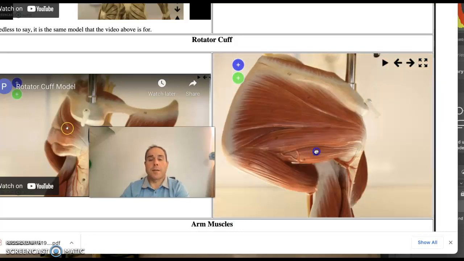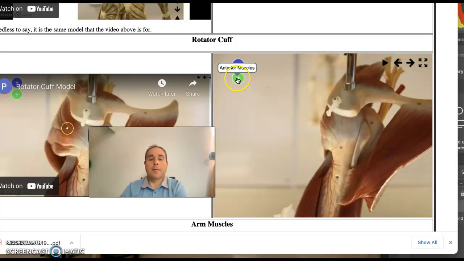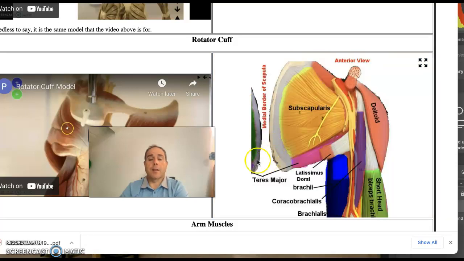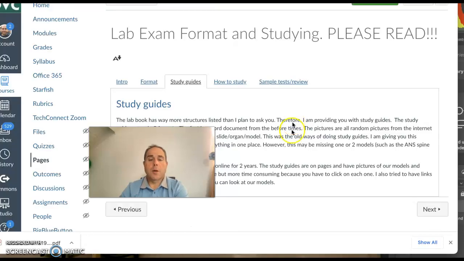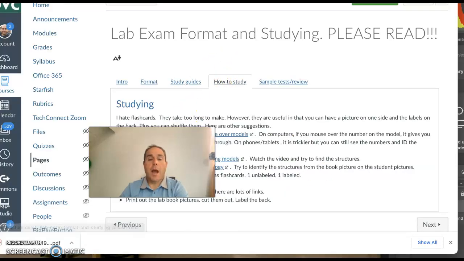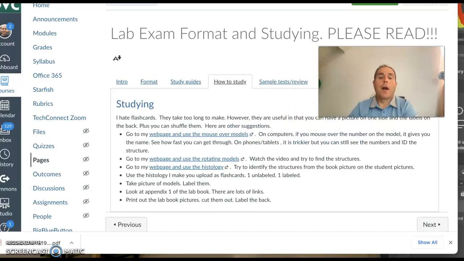So these are our actual models in the classroom, and you could click on these and it actually is the lab book picture or an older lab book picture. So that is a good resource. Next question, how to study.